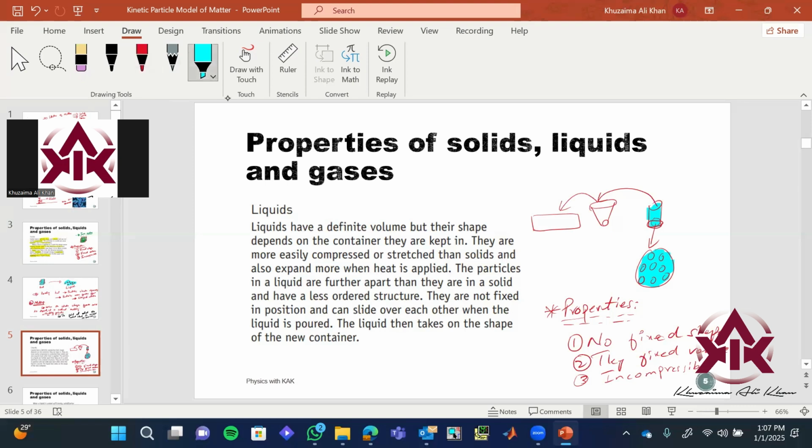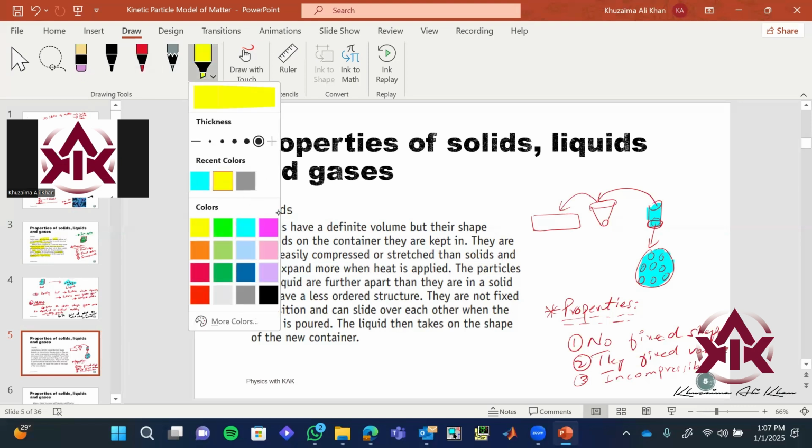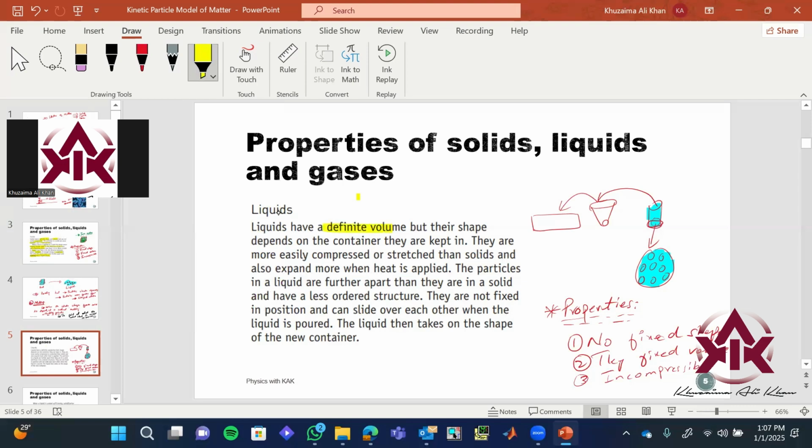So again, let's go through what is written in your textbook. What are they saying, right? They have definite volume, but their shape depends upon the container they are kept in, so they have no fixed shape. They are more easily compressed or stretched than solids and also expand when heat is supplied, right? So this point is a little doubtful over here, because this cannot be compressed like a gas. It has enough spacing, which is greater than solids.